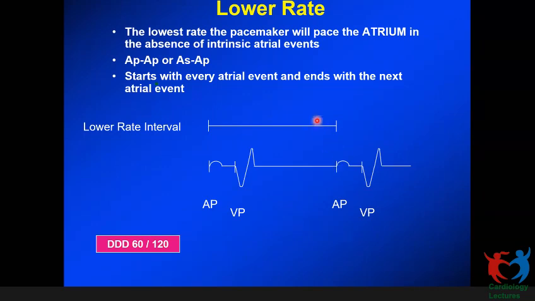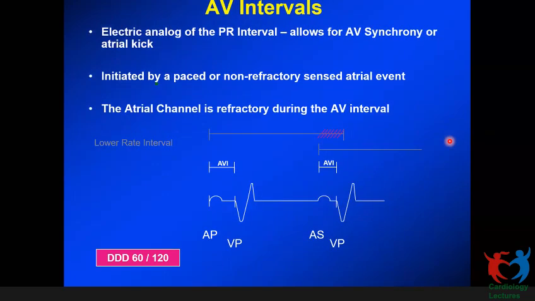And if there is an intrinsic atrial activation before that, it will be a sense, and will restart the lower rate interval. So it will be essentially A pace to A pace or A sense to A pace, and there will be a little variations that we will discuss about that. So that's the lower rate interval.